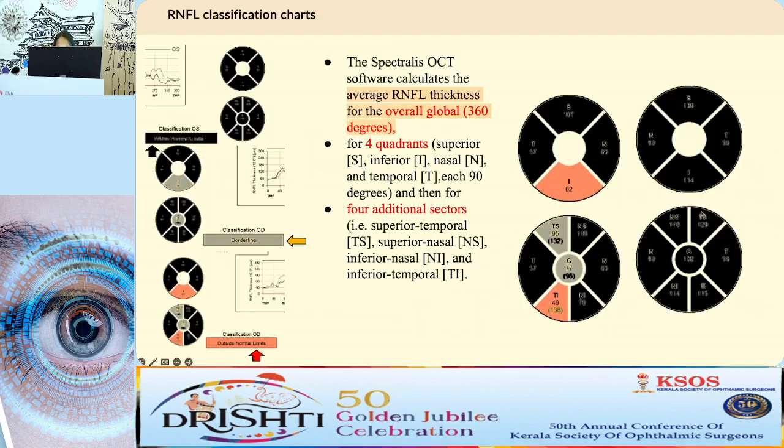So RNFL classification charts in the Spectralis give the average RNFL thickness for the global 360 degrees, for the 4 quadrants as well as additional 4 sectors, and the measurements are displayed in a color-coded manner, with green being within normal limits, yellow borderline, and red being outside normal limits.